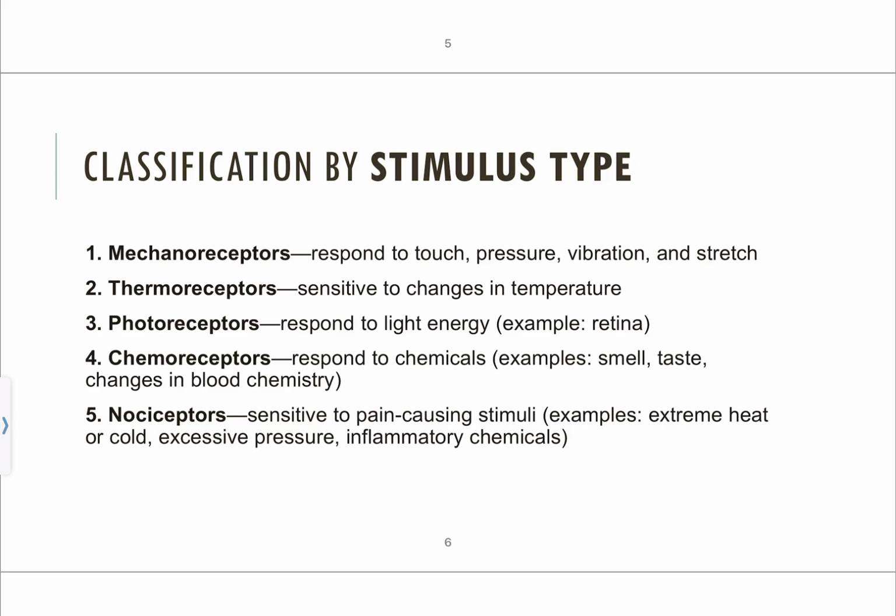Those are all detected by chemoreceptors. Nociceptors are sensitive to pain-causing stimuli. For example, if we have excessive pressure, sometimes inflammatory chemicals can cause us to have pain. And I mentioned previously that thermoreceptors can only detect changes of temperature within a very specific range. Outside of that range, we no longer detect a change in temperature. Instead, we detect pain. So extreme heat or extreme cold would actually be detected by our nociceptors, or pain receptors, not our thermoreceptors.